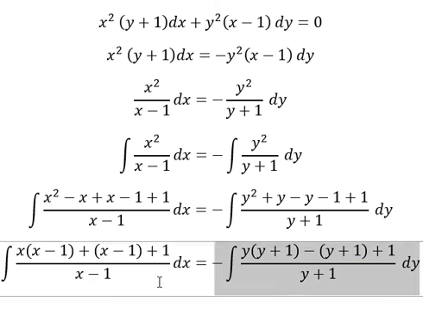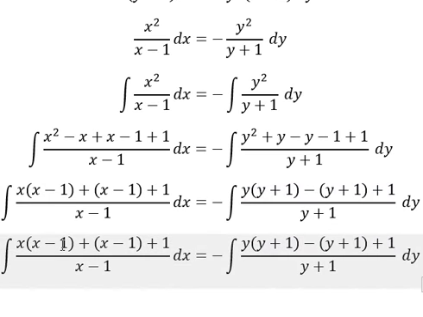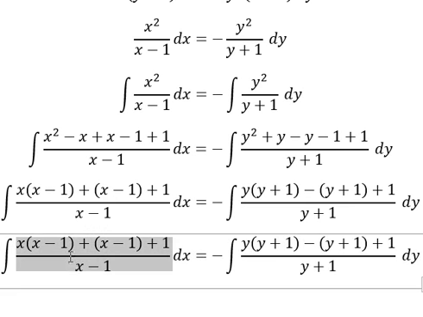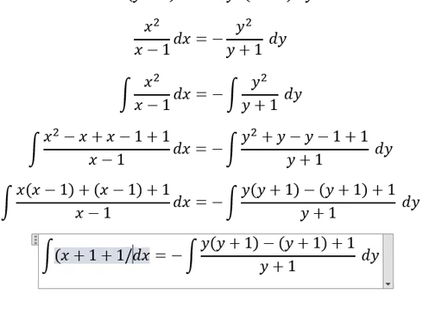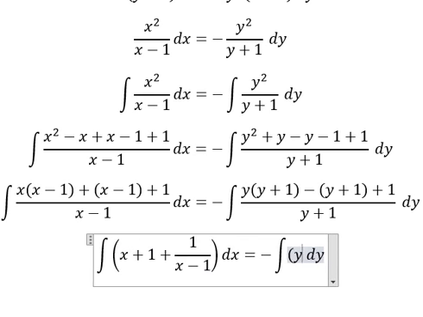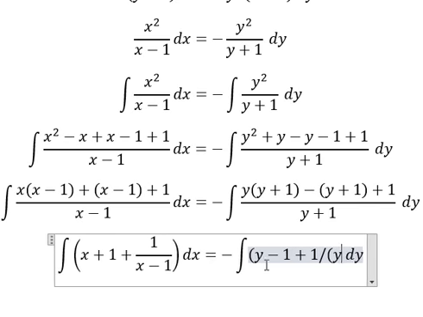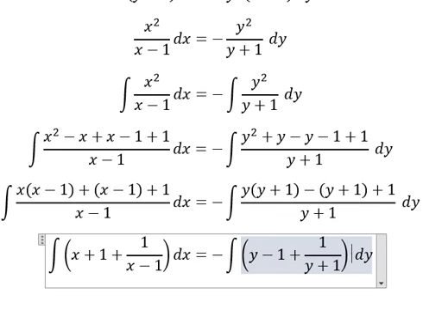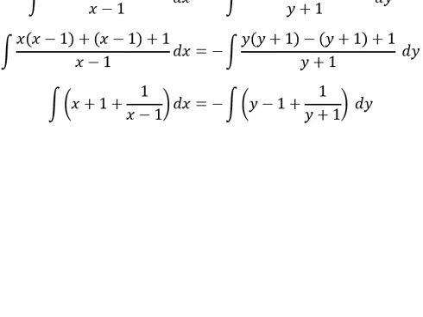So for this one, we have s minus 1 divided by s minus 1. So we have s plus 1 over s minus number 1. This one we can simplify it, and we have y minus 1 plus 1 over y plus 1. So we have the final answer in here.